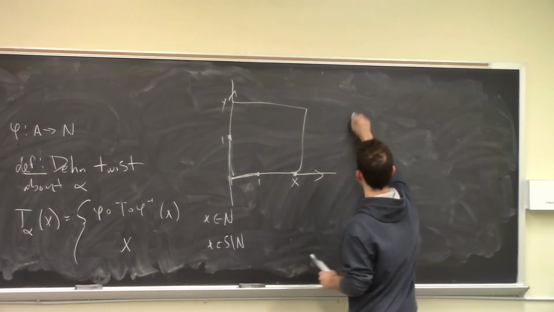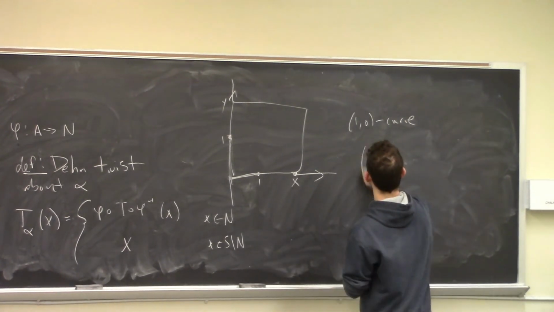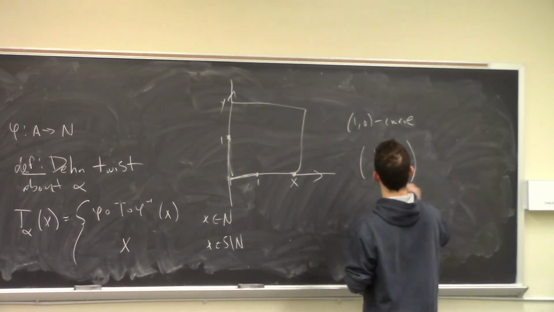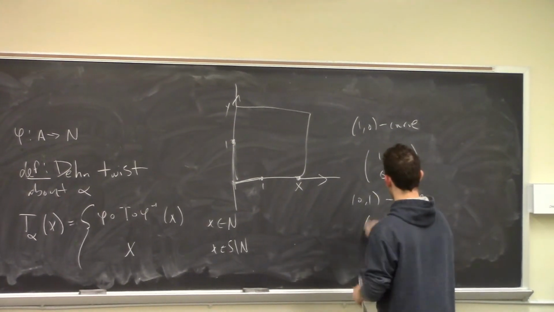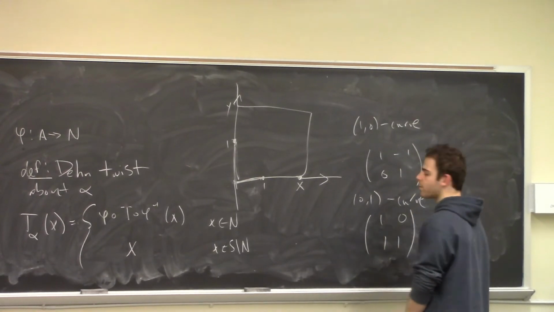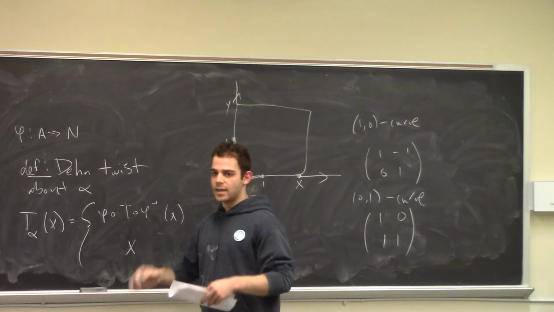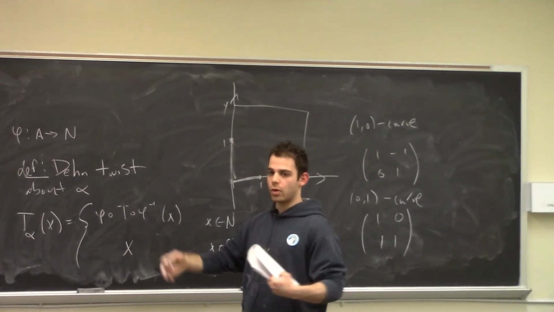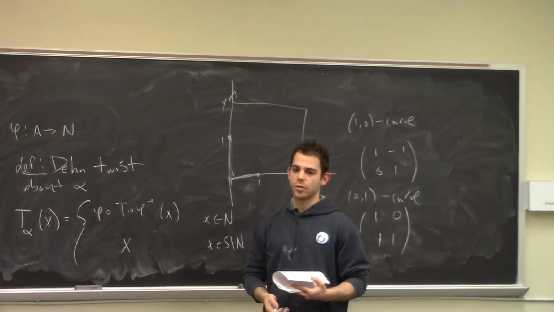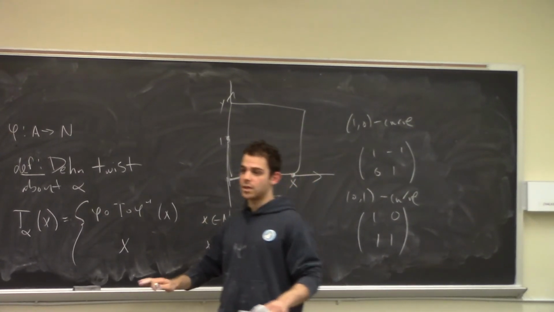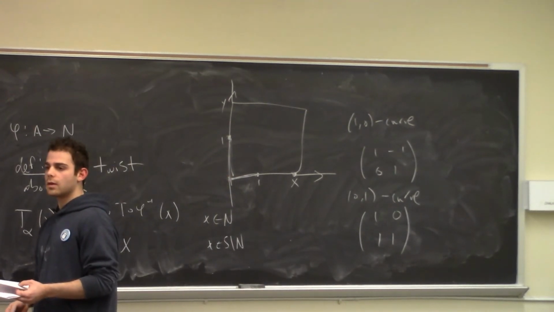So about the (1,0) curve, the matrix you get is 1, negative 1, 0, 1. And about the (0,1) curve, the matrix you get is 1, 0, 1, 1. Huge fact. For the mapping class group of any S_g, any surface with g holes and no punctures, it is always going to be generated by a finite number of Dehn twists, which, big deal.